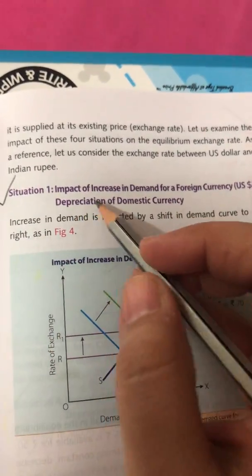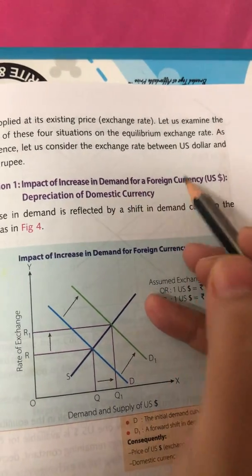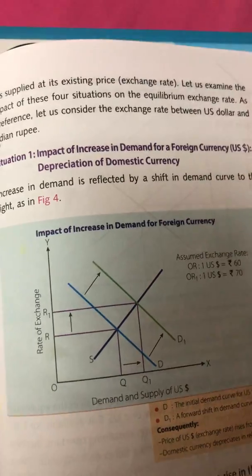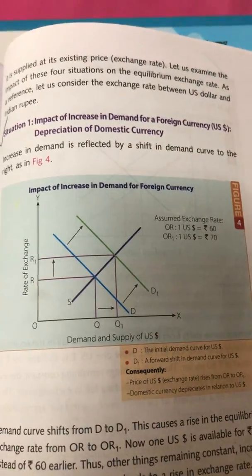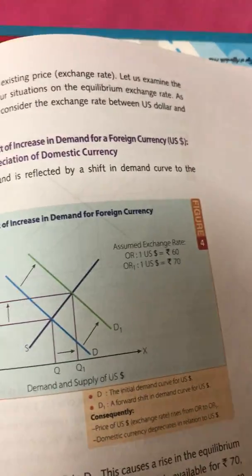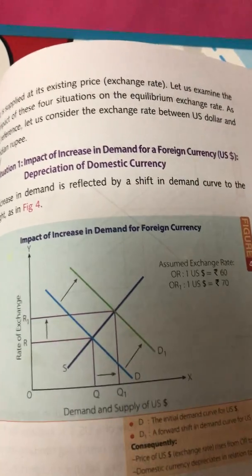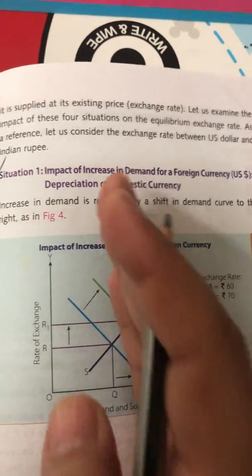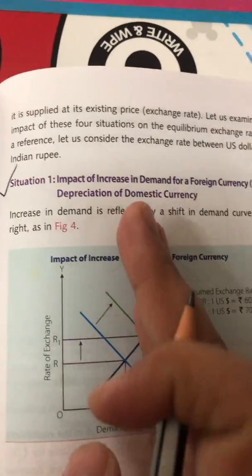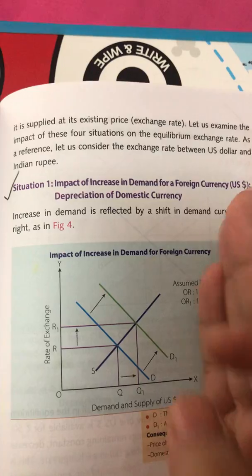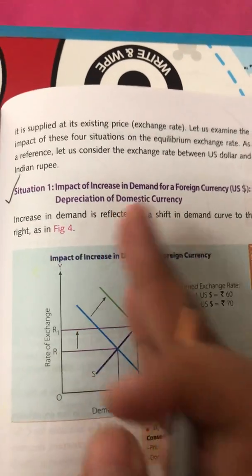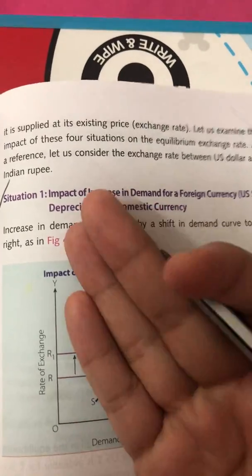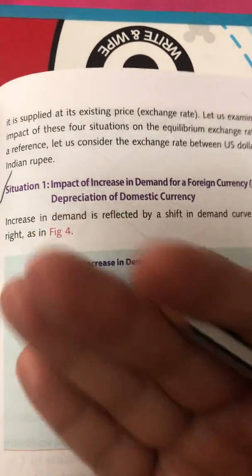Now, the first situation is impact of increase in demand for foreign currency. If there is increase in demand for foreign currency, then what will happen, children? The rate is going to increase because we are demanding more. Please understand these situations, very simple situations, but at the same time you also have to understand the impact on our domestic currency, whether the currency is going up or going down, whether it is appreciating or depreciating.